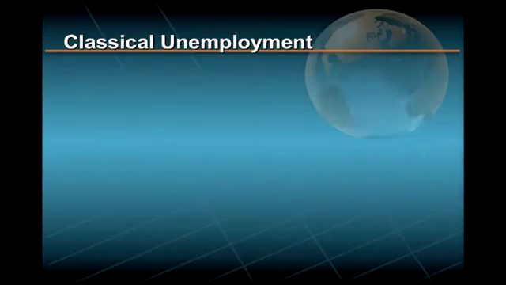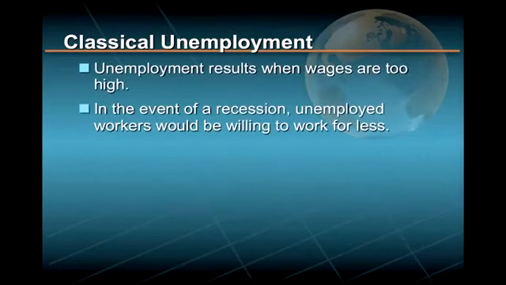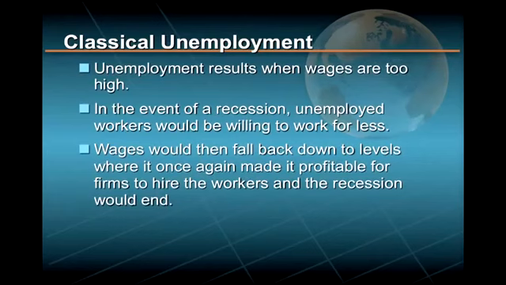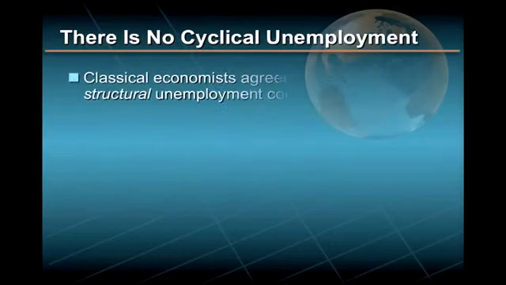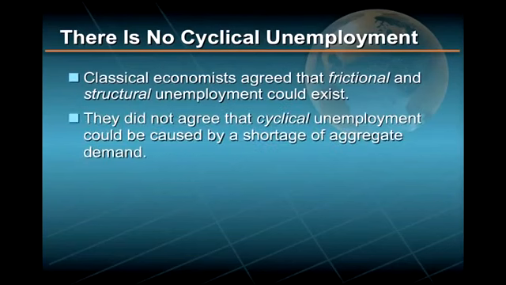They blamed unemployment on wages that were too high and believed that in the event of a recession, unemployed workers would be willing to work for less. Wages would then fall back down to levels where it once again made it profitable for firms to hire the workers, and the recession would end. Thus, in terms of our discussion of unemployment in the first lecture, classical economists agreed that frictional and structural unemployment could exist, but they did not agree that cyclical unemployment could be caused by a shortage of aggregate demand.